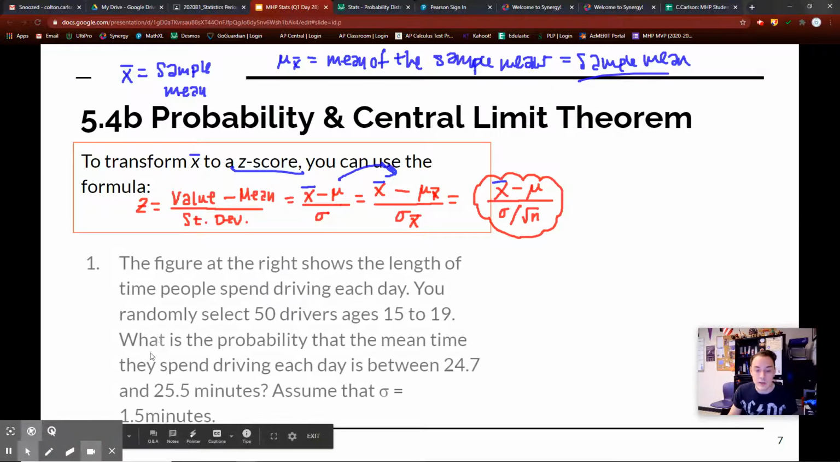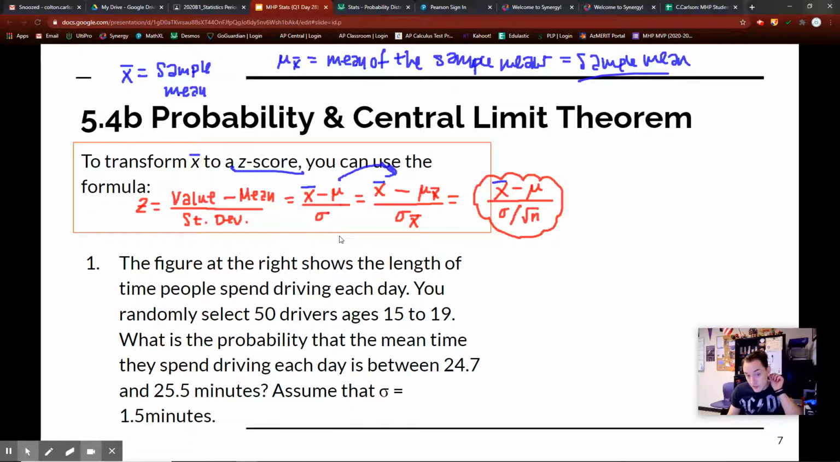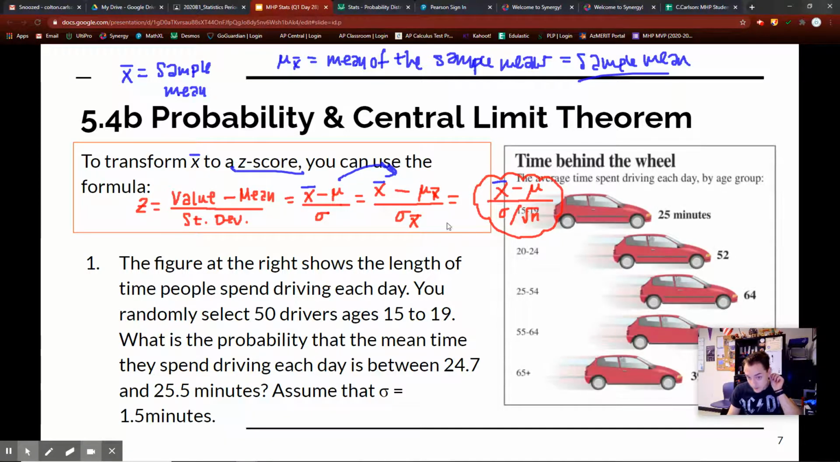Okay? So let's go through this one example. The figure at the right shows the length of time people spend driving each day. You randomly select 50 drivers, ages 15 to 19. What is the probability that the mean time they spend driving each day is between 24.7 and 25.5?